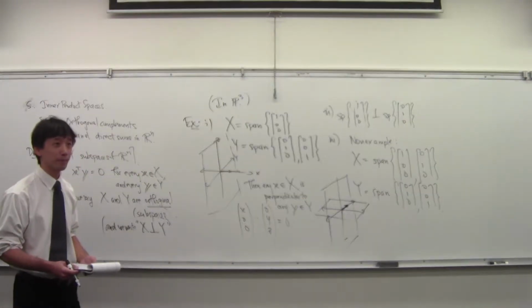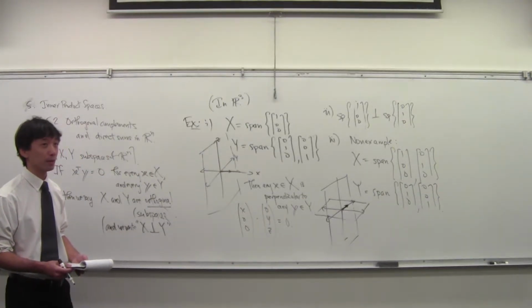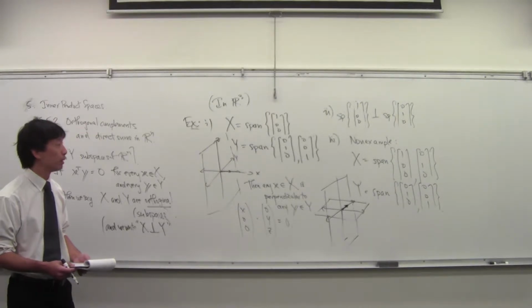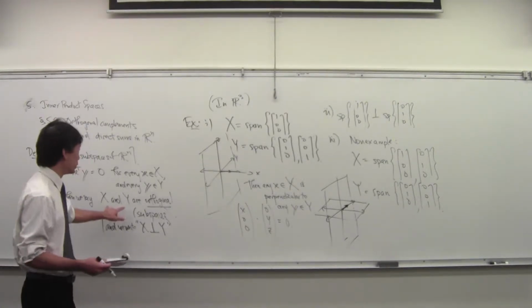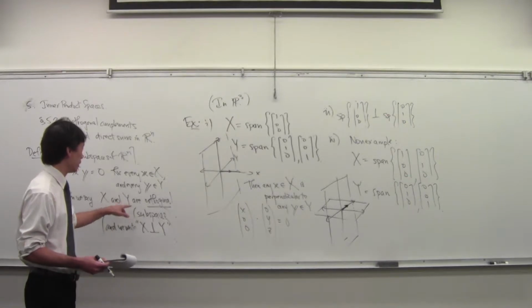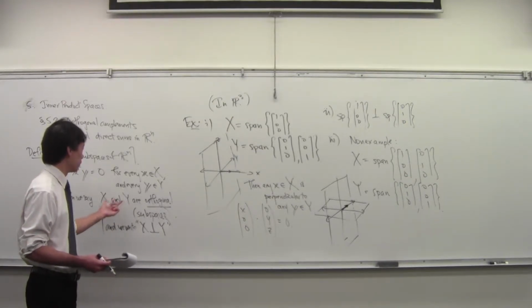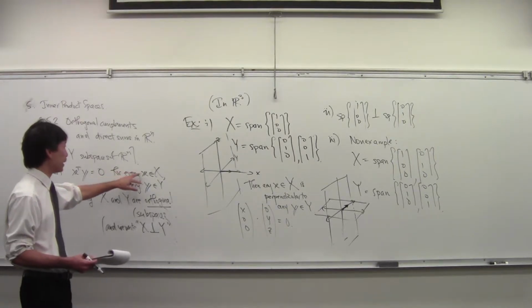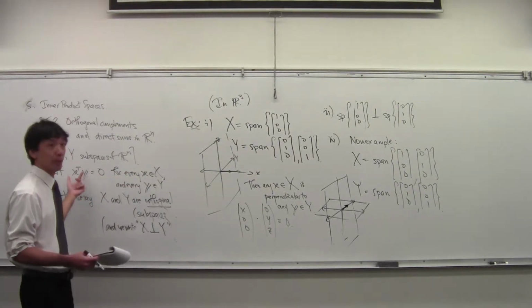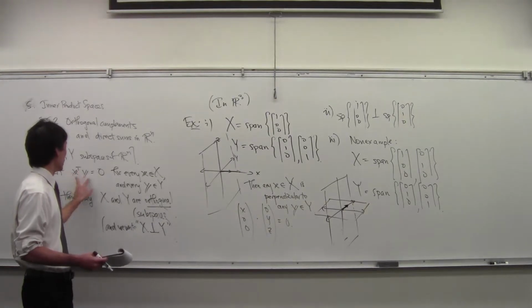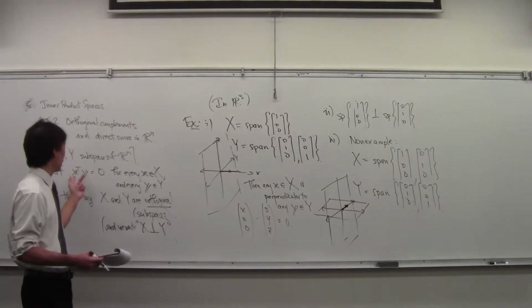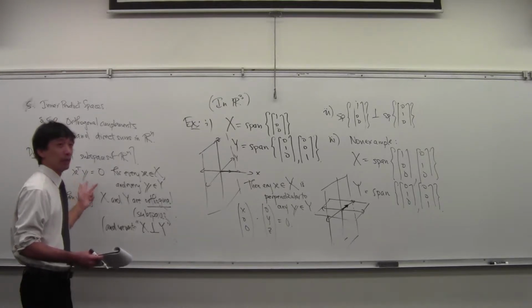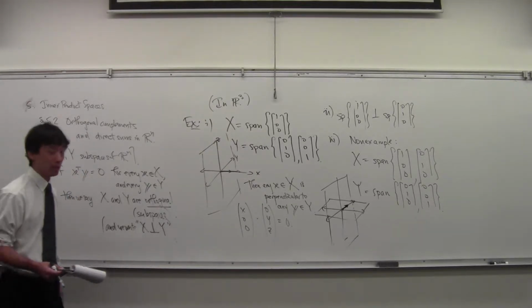Just to clarify, if X is perpendicular to Y, then Y is perpendicular to X. It's a mutual thing. Look at the definition: every x and every y have to be perpendicular to each other, and there's nothing ordered about this. If x dot y is 0, then y dot x is 0. So yes, that's true.